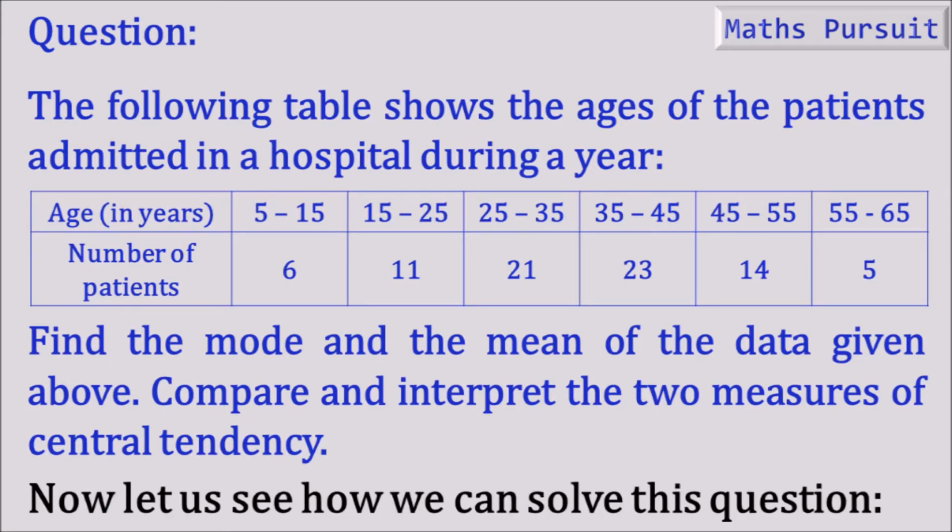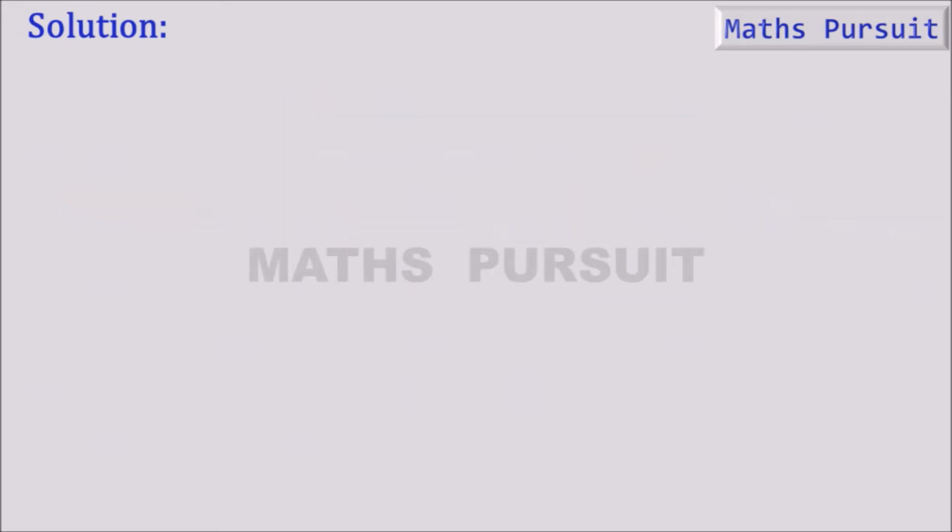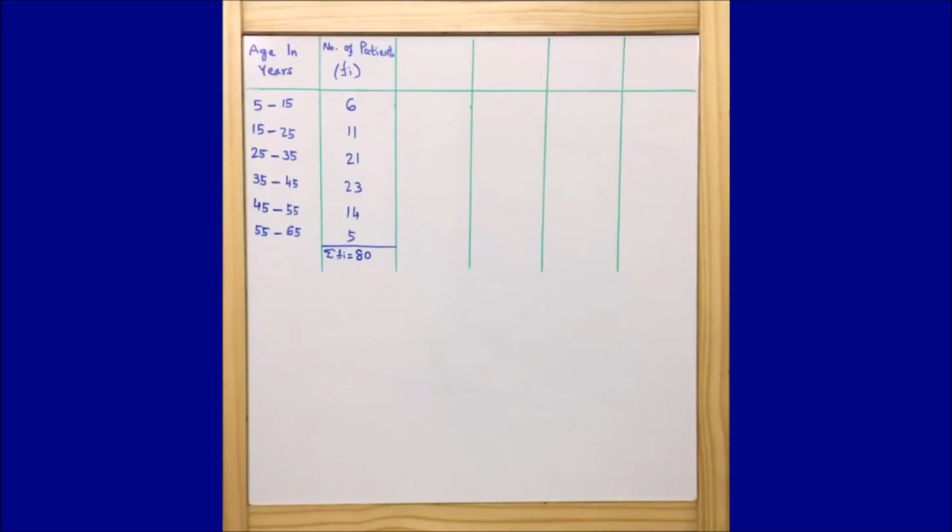Now let us see how we can solve this question. Moving on to the solution. As per this question, they have given the age of the patients admitted in a hospital as well as the number of patients, and we need to find out the mode and the mean of the data, and we need to compare and interpret the two measures of central tendency. Because mean, mode and median are called measures of central tendency, the question is asking us at the end to compare and interpret our results.